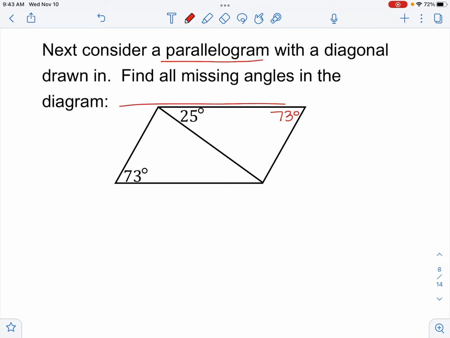All right, but now I have these two lines are parallel because it's a parallelogram. Here is a transversal. We know alternate interior angles are congruent. Alternate interior angles are congruent. So I know that this angle right here is 25 degrees also. What about the other two angles?